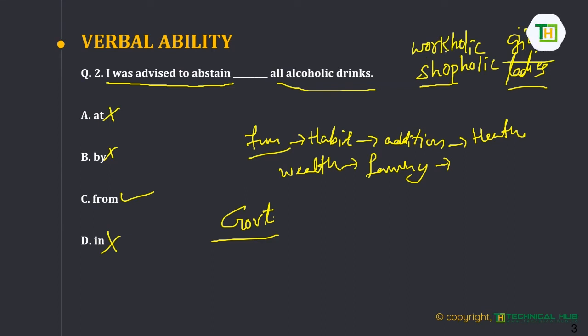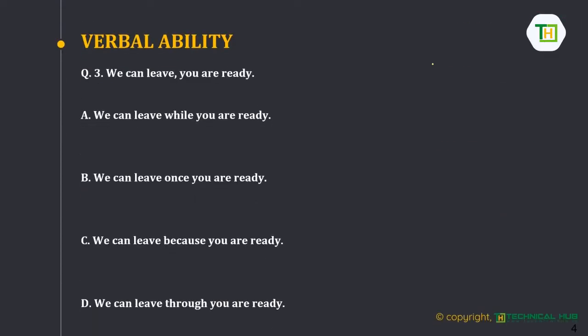Moving to the next question. And abstain, obviously, you have to use here from. You remember this. And today you learned these words. Workaholic. I am a workaholic person, and my wife is a shopaholic person, the one who is addicted to shopping. Shopaholic. Okay. So moving into the next question. We can leave. You are ready.